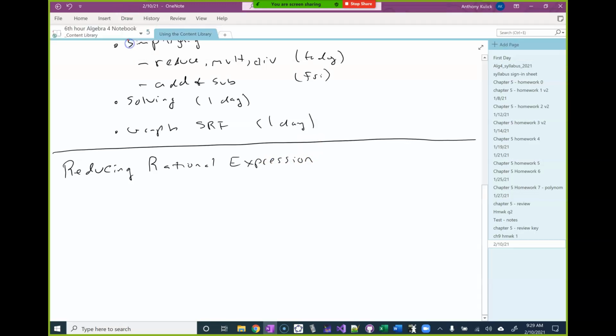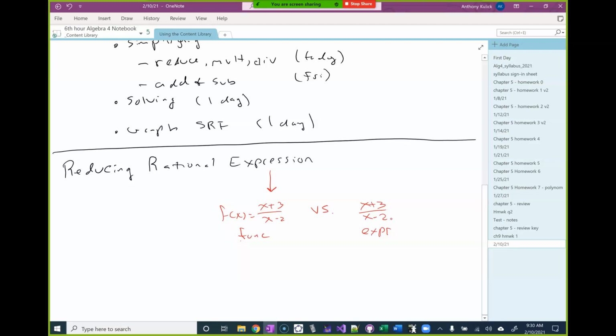So here I'm going to use this term rational expression instead of rational function. So what would the difference between these be? Well, a function might be something like this. But an expression has no y equals or f of x equals. It's just the fraction.